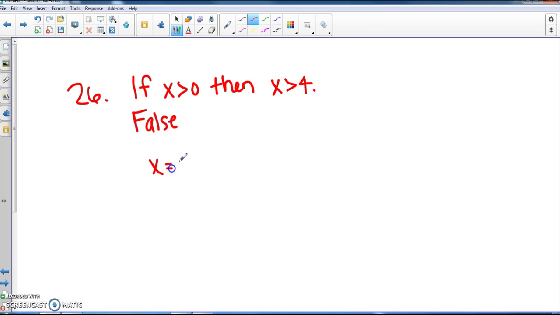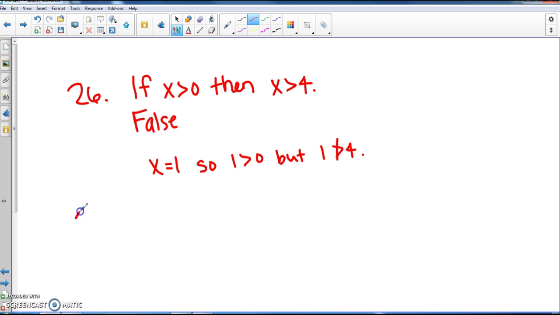So let's say I pick x equals 1. Well, 1 is greater than 0, but 1 is not greater than 4. So then that's why this is false. Okay, and that's my explanation. So if I pick x equals 1, so 1 is greater than 0, so it satisfies this, but it does not satisfy the second part. And you could have picked any number, any decimal. You could also pick 4, actually. So 4 would be greater than 0, but 4 is not greater than 4, so that would also work.